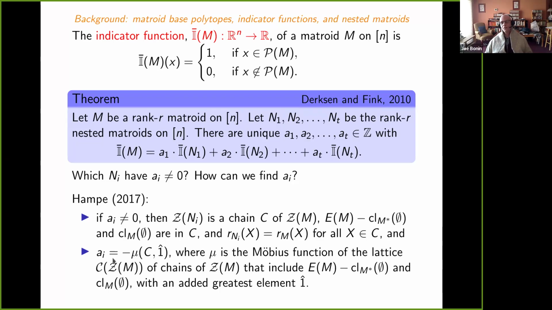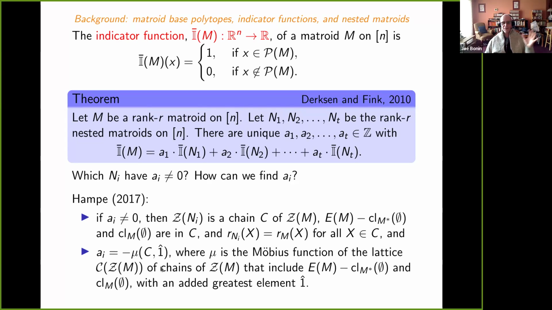What you do to get the coefficients is you have to look at the lattice of chains. So you take all of these chains of cyclic flats in your matroid that include the smallest cyclic flat and the greatest cyclic flat, and order them by inclusion. Now, of course, you have intersections of chains as a chain. That's great. Unions of chains, that's a problem. So you add an artificial top. So there's the one hat.